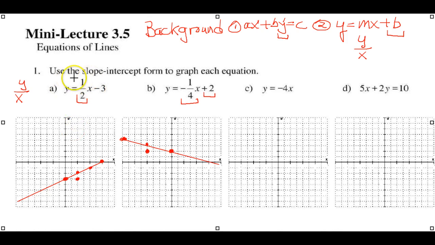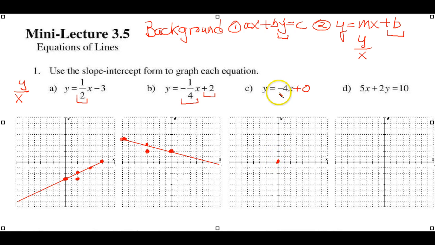Now again, positive slope starts low, and as you go to the right, goes up, with a run of 2 and a rise of 1. Here we're going left with a run of 4, up 1. Run of 4, up 1. Now in letter C, we don't see a y-intercept. When there isn't one there, we can just put +0, because our y-intercept in something like this would be a 0.